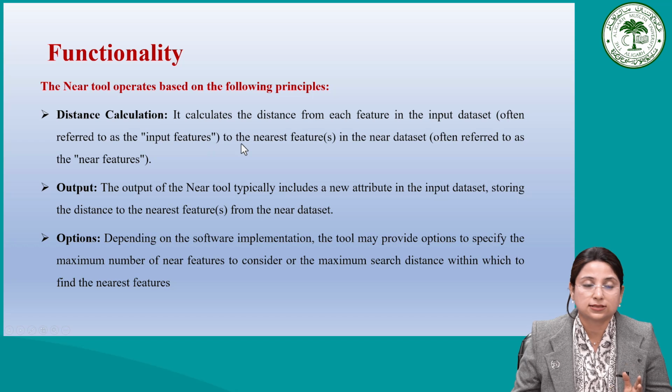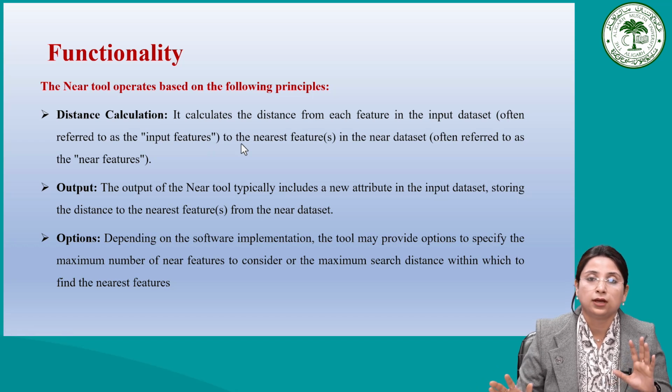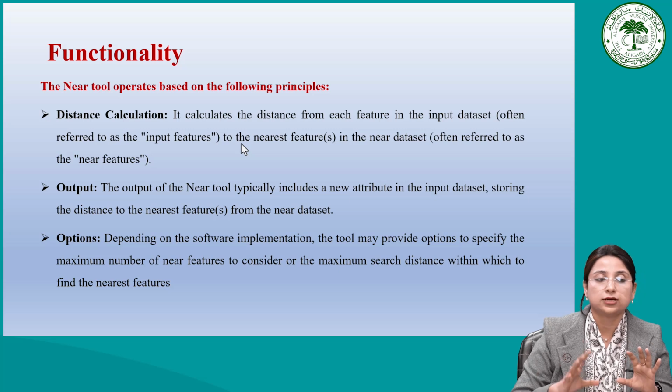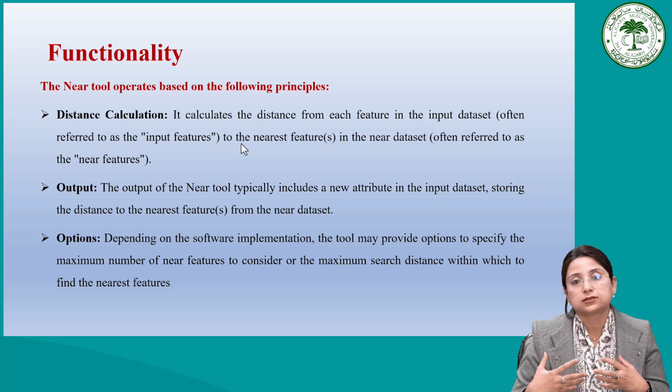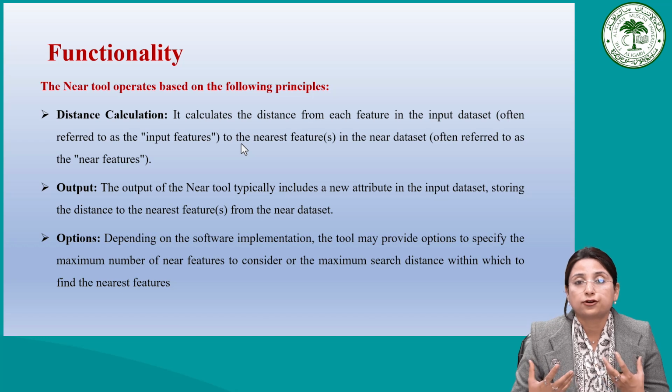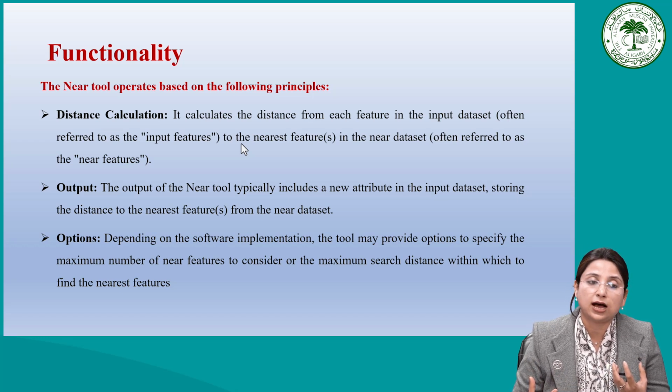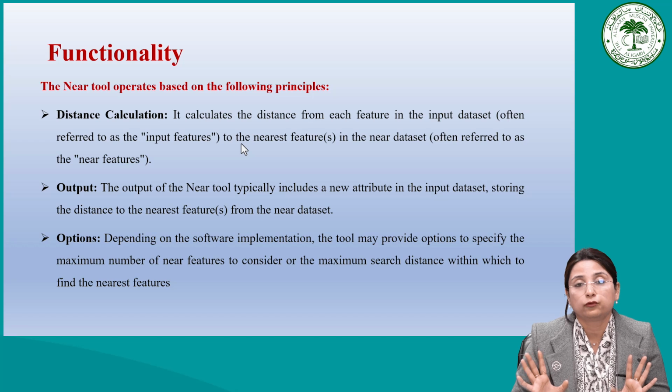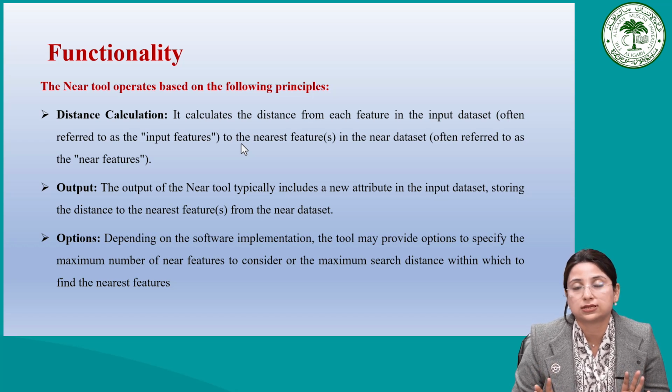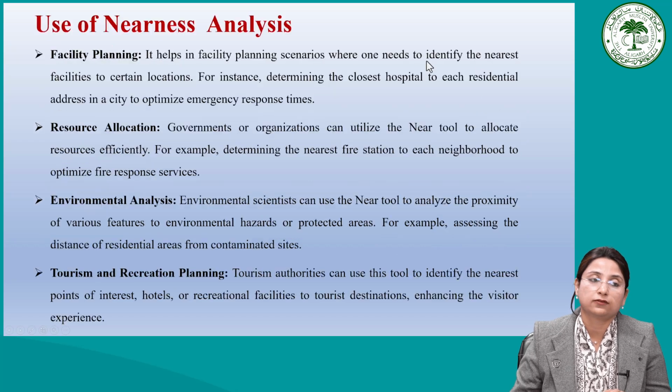It calculates the distance of the nearest data set, or simply from one input feature to the other input feature. It adds new attributes to the input data set, meaning the output of the near tool typically includes all the attributes in the input data set, storing the distance to the nearest feature. So that is also one of the most important functions. And we get certain options of the near feature in order to consider the maximum search distance. So these are the various functions, and where it can be used.